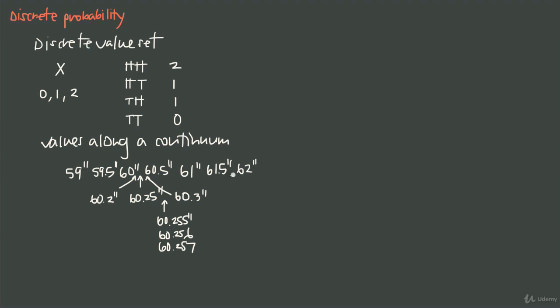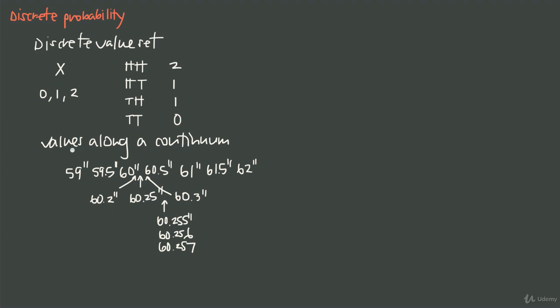Everybody's height is going to be slightly different, and so we would think about something like this as a continuous random variable versus something like this, which is very clearly a discrete random variable because the value can only possibly take on exactly 0, exactly 1, and exactly 2, nothing else.